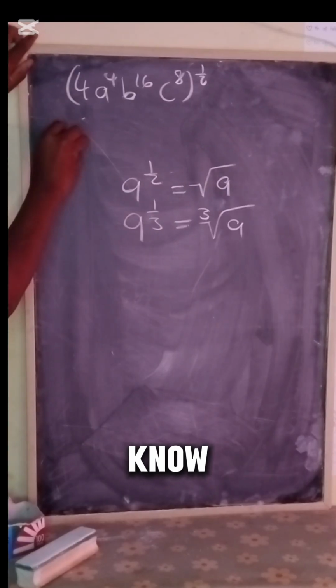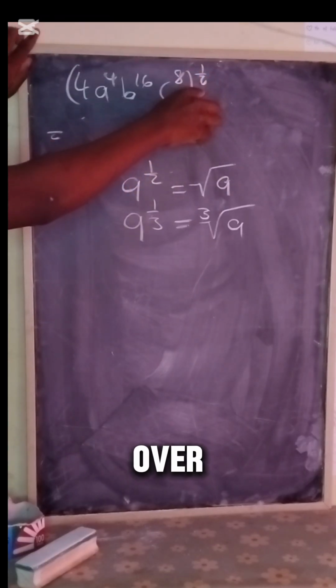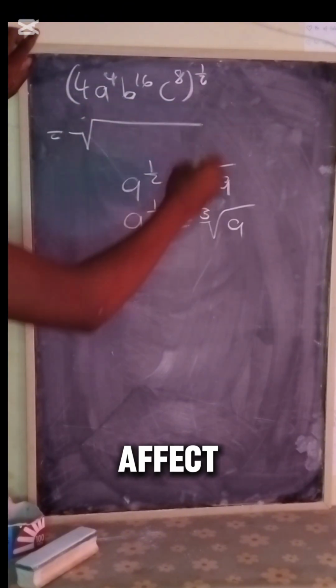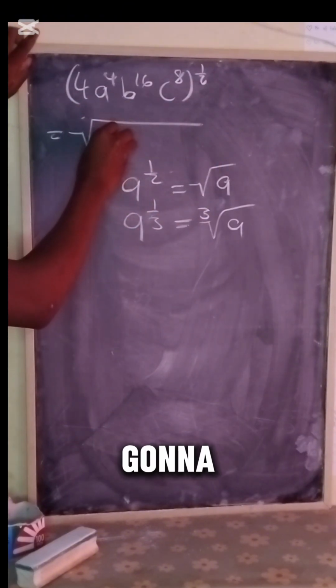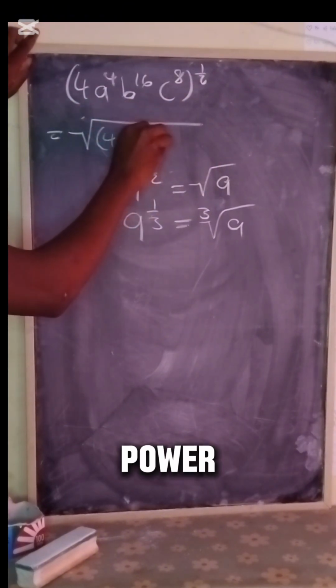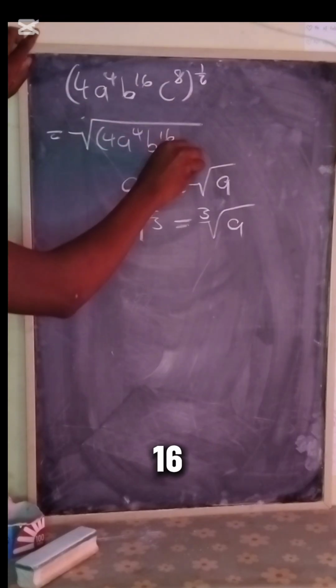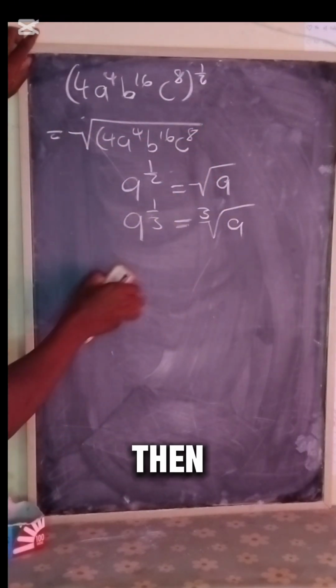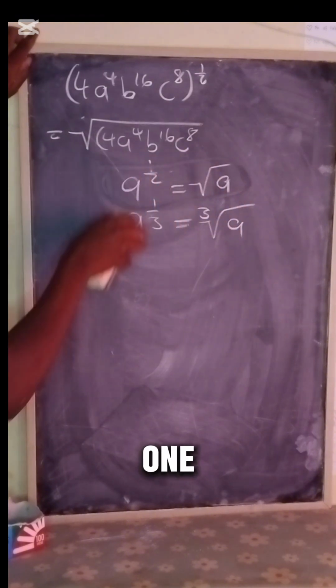You know that you've been given 1 over 2. Then because it's 1 over 2, it's going to affect the whole bracket. Then it's going to be 4a to the power of 4, b to the power of 16, c to the power of 8. Then now you use this one right here.